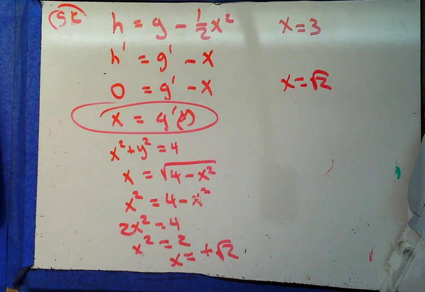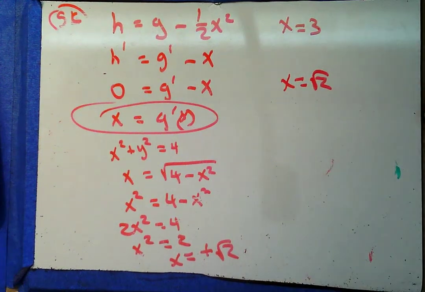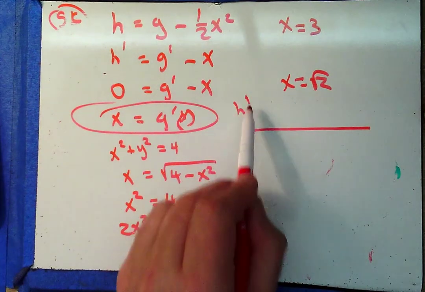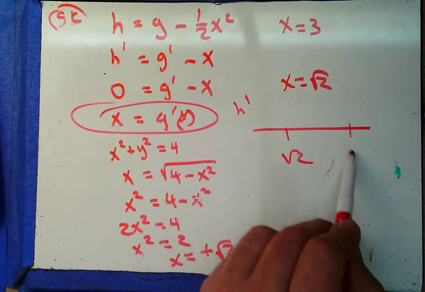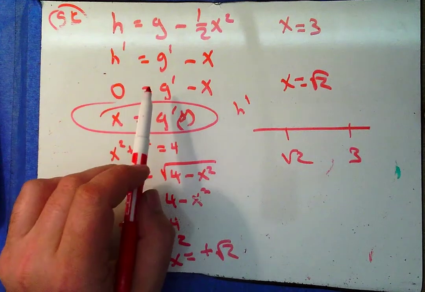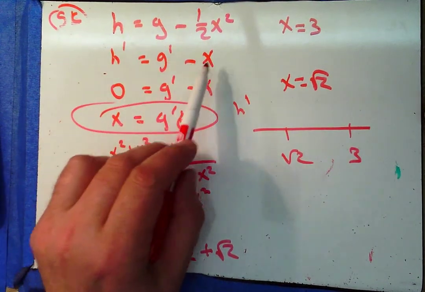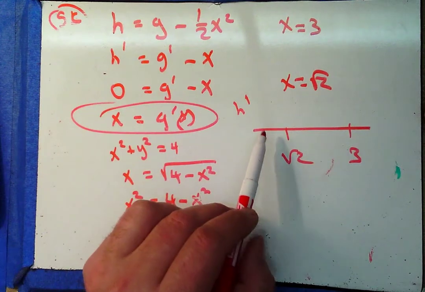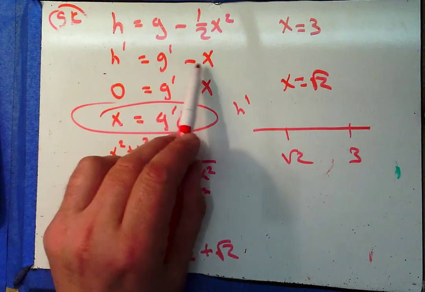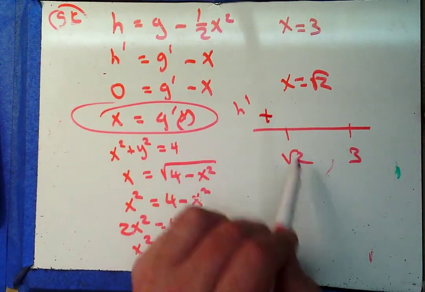Okay, so what are we supposed to do now that we've identified these places? We're supposed to identify whether we have a max or a min at each of these places. We've got some places where h prime equals 0, and here's an h prime sign chart with root 2 and with 3. And what can we say about h prime? Well, yeah, so I want to say h prime is g prime minus x. And so over here, this is the y value, this is the x value. The y value is definitely bigger than the x value up to root 2.